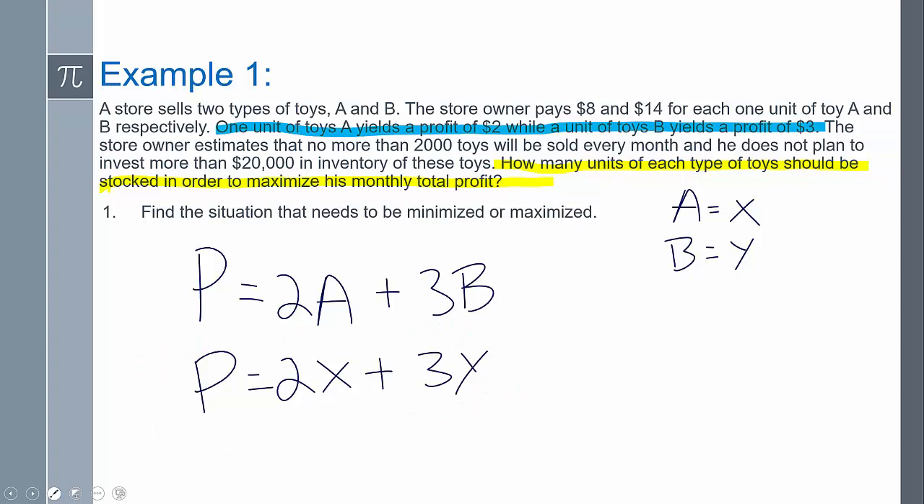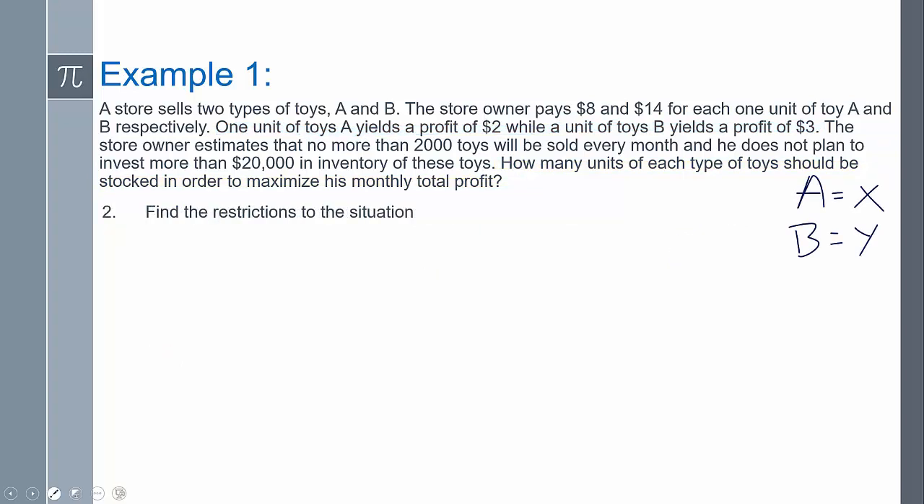So to do that, I need to now look for the restrictions to my situation. So for example, I can't just go out and sell 1 million toy A's or 1 million toy B's. And so we have to look at where the information talks about, oh, I only have so much money to spend, or I can only make so much a month. Those are the types of situations that we've got to look at. So the first restriction is cost. And so if you look here, it says that he can't have more than $20,000 in inventory of these toys. So I need to look through there and say, okay, what talked about cost? And so it says he does not plan more than $20,000.